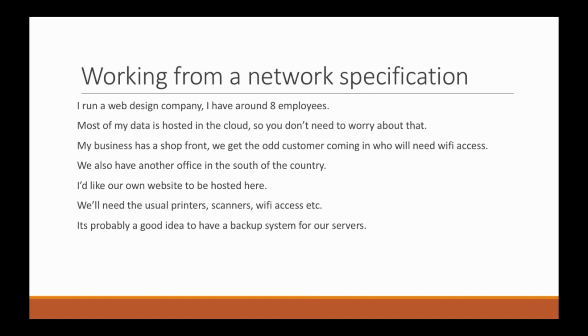We also have another office in the south of the country. Okay, well that's a pretty major thing. Do they need the same kind of network fit? If they do, how do you group them together? Do you do it via a VPN, via a tunnel, via an IPsec tunnel between 2 routers, one in either office? That's probably the way you should do it. And then use some kind of routing protocol like EIGRP and OSPF to share routes between them.